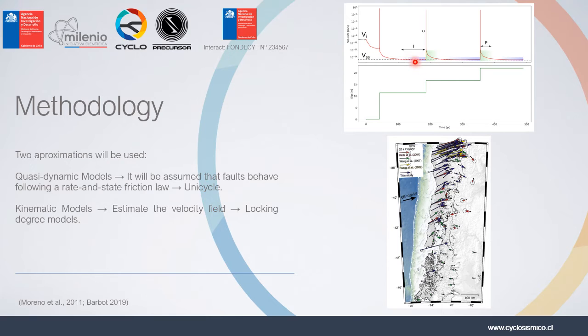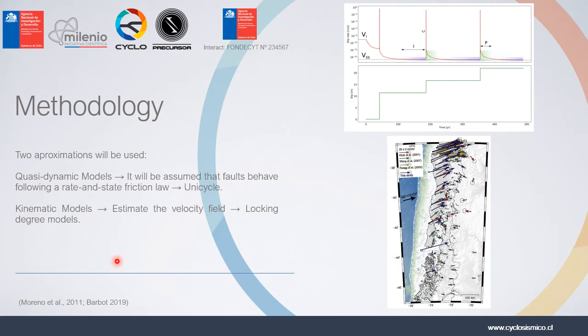So when the velocity is at steady state, we are looking at the interseismic. When the fault speeds up, we are looking at the coseismic right here. And when the velocity comes back to a steady state value over a very long period of time, we're looking at the postseismic phase. And here in the plot below, we have the cumulative slip at each event.